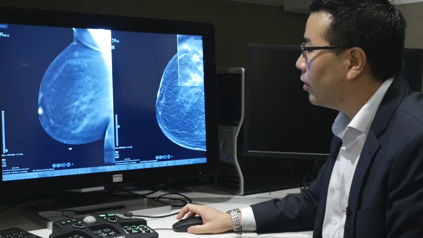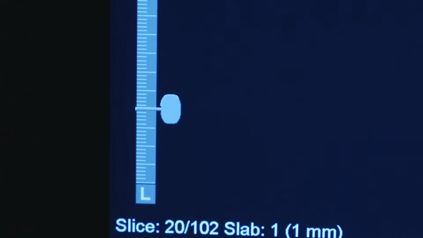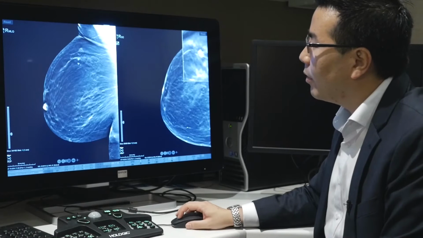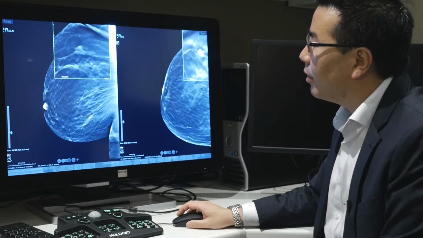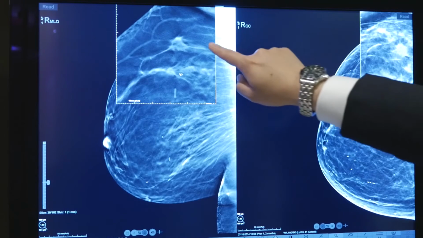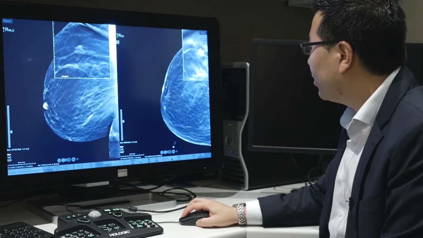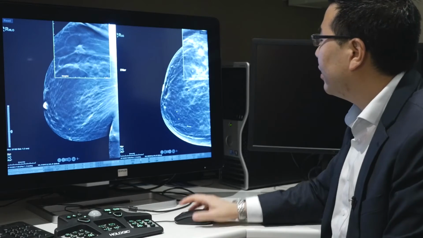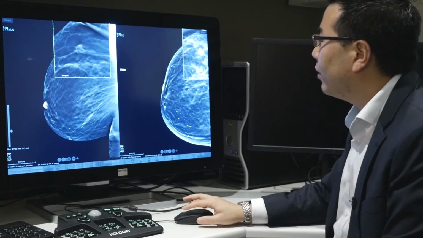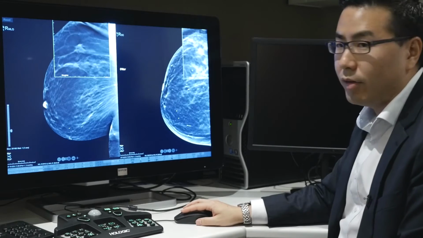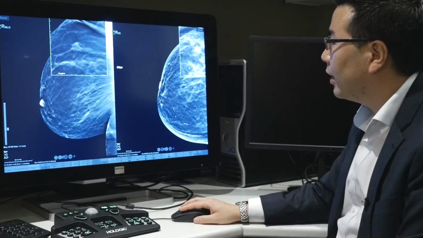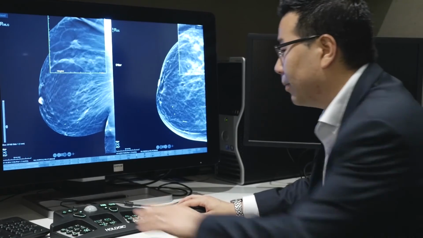So again, we'll go to the tomosynthesis. This time we're starting from L for lateral, scrolling medially. And when we get to that region, we can see again a spiculated mass with some surrounding distortion evident. There were some calcifications seen in this region, particularly on the CC view, and these were further evaluated with conventional 2D coned magnification views.